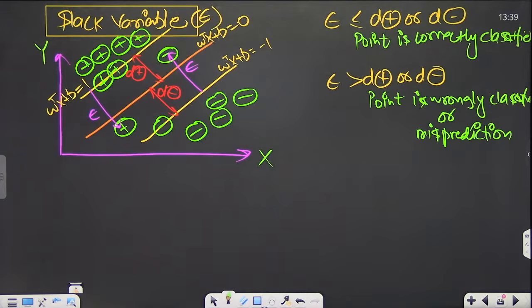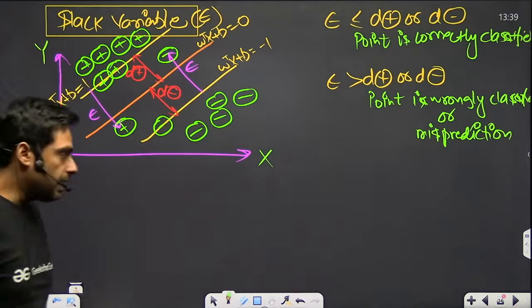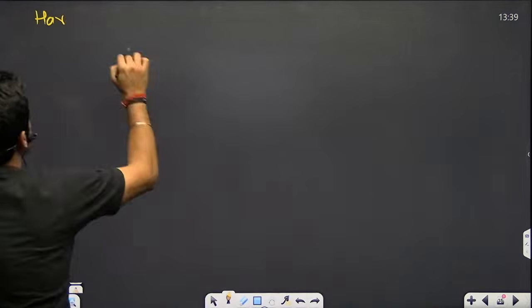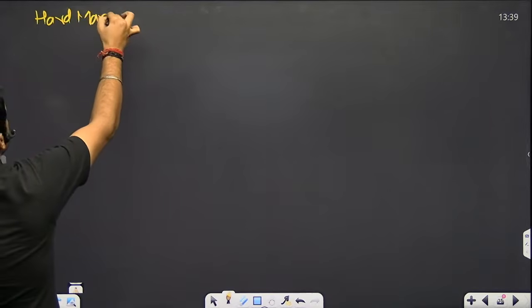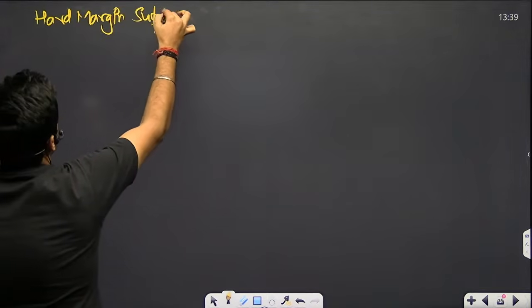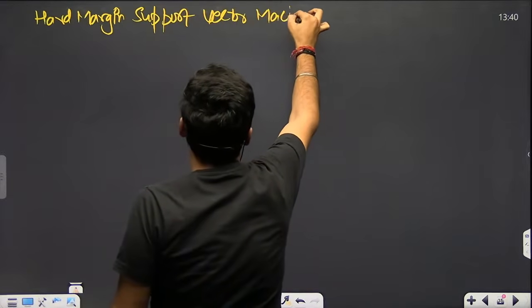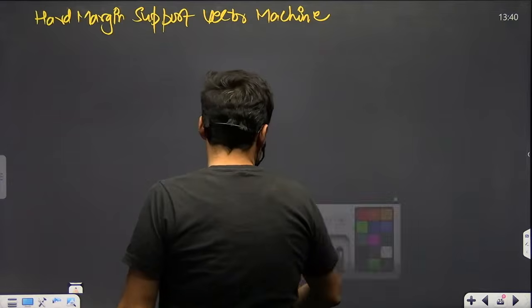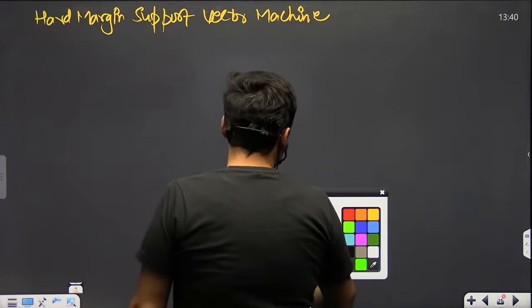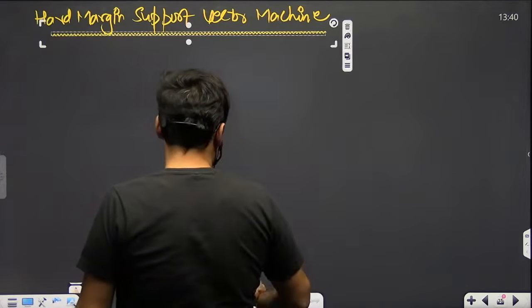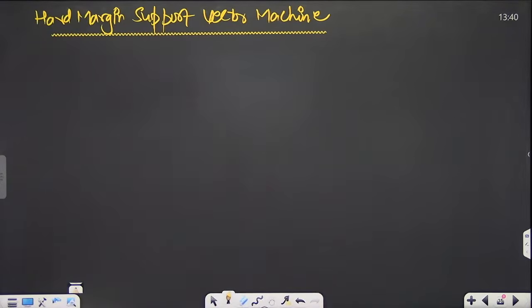Okay, now based on this concept, I would be defining a hard margin support vector machine. Hard margin support vector machine is for linearly separable data.